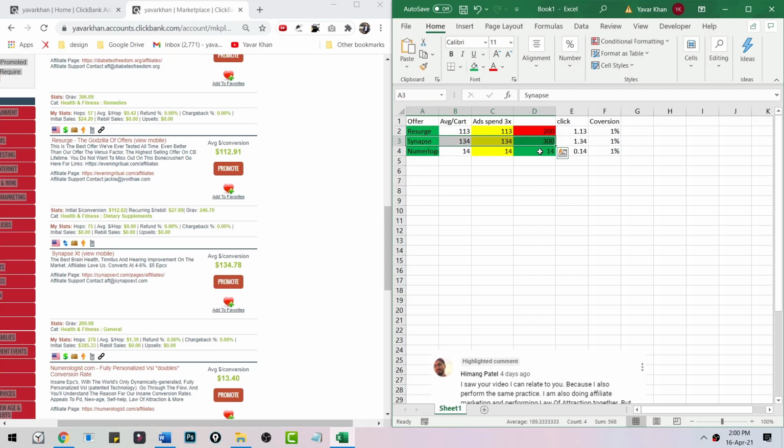So your cost gets covered, and in the beginning, trust me guys, you will lose some money. That's fine, but once you know that's working, then you can scale it, and you can make a lot of money.